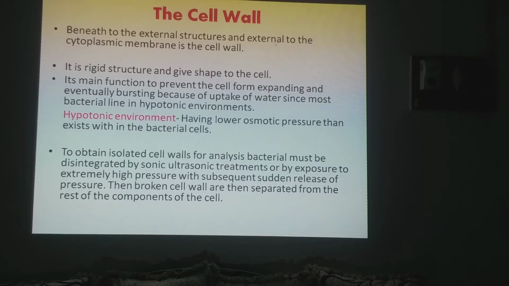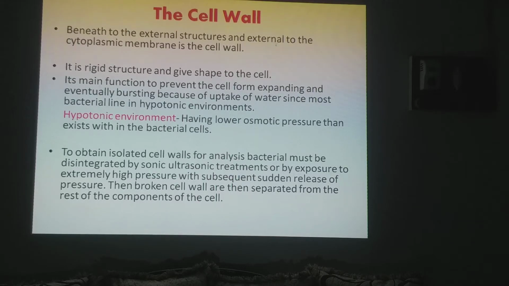This cell wall is a rigid structure that gives shape to the cell, and it also prevents the cell from bursting due to the adverse external medium. Many times these bacteria remain in a hypertonic solution. A hypertonic solution is one in which the osmotic pressure is lower than that in the bacterial cell. So all the material outside the cell tries to move into the cell, and eventually the cell can burst, and the cell wall prevents this.